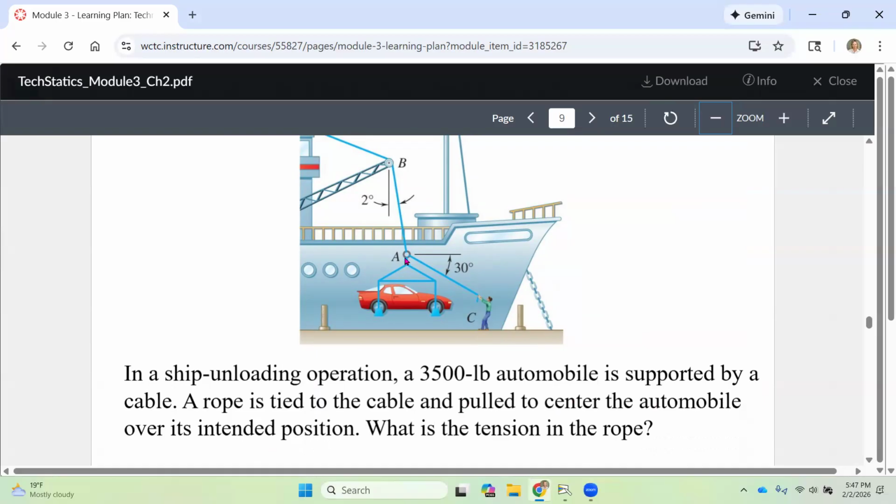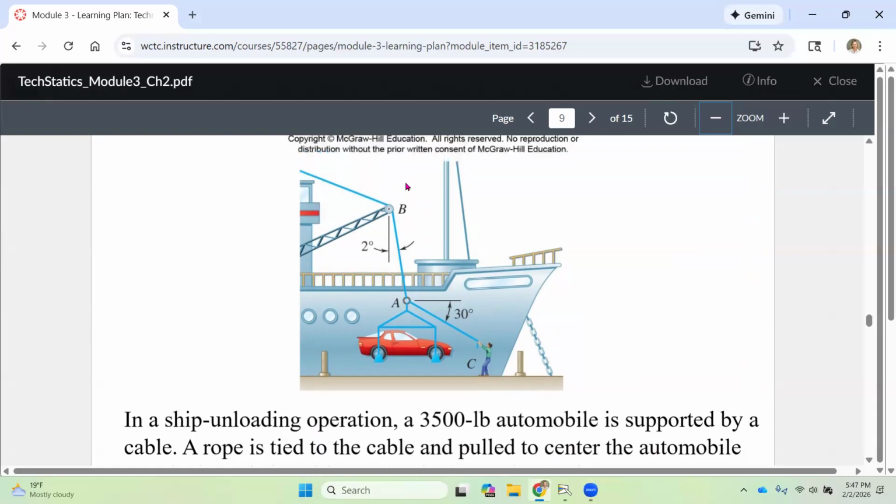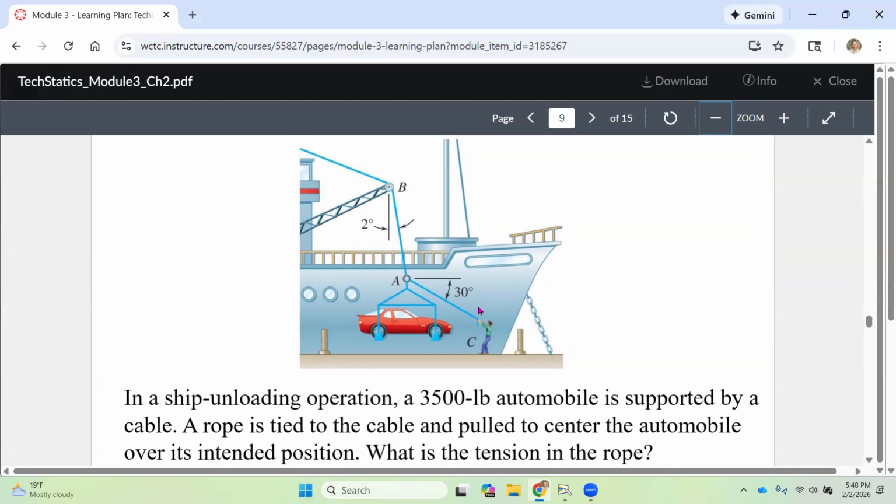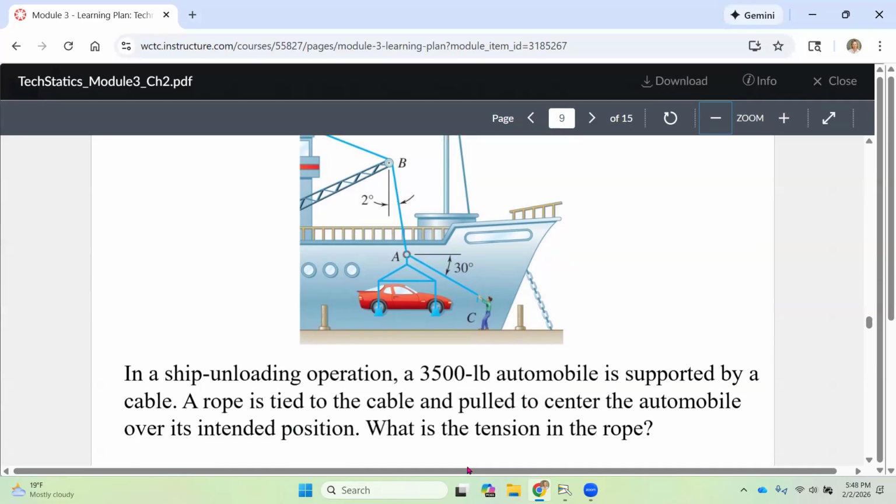So you're going to notice here that we've got this cable. It's going over the top. So it's coming from A, going up to B, and probably secured somewhere that we're not seeing. But you're also going to notice here that this person is pulling it, so maybe he's got to get it onto a certain position on the ground there. So that person is going to be pulling it over. And we're given some information here. We've got 2 degrees from vertical. We've got 30 degrees from horizontal. They want to know what is the tension in the rope. Okay, and this is the rope coming over.